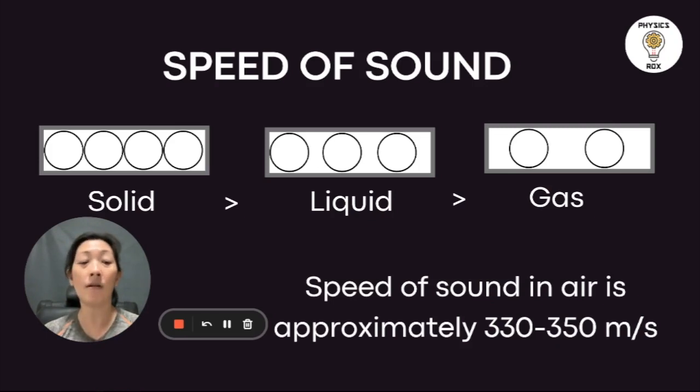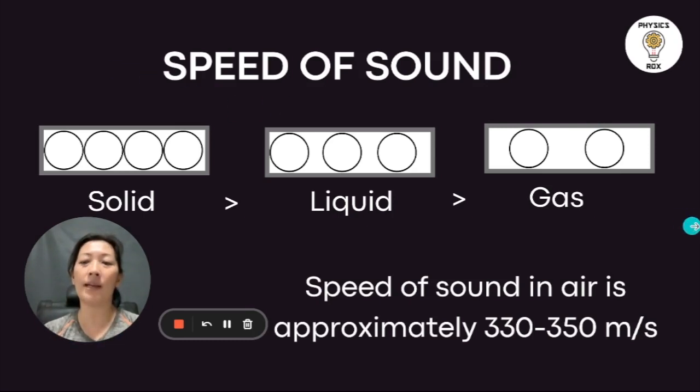Some of my students thought, oh, is it because solid has higher density, it travels faster? No, no, no. Density can actually slow down the speed of sound. Yet, how come solids, even though they have higher density than liquids and gases, can transfer energy faster? It's not because of density. It's because of the position of the particles.